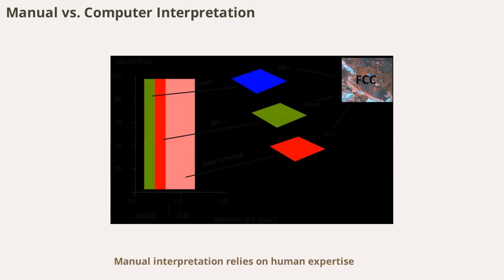Manual interpretation relies on human expertise to identify patterns and features in images. While computers excel at processing large datasets and classifying features using algorithms, human interpreters are better at recognizing complex patterns. In practice, a combination of both approaches is often used. Computers process and enhance images, while humans interpret and validate the results.